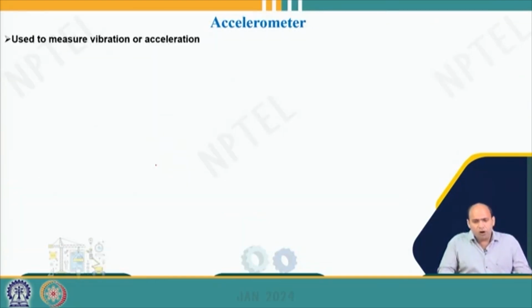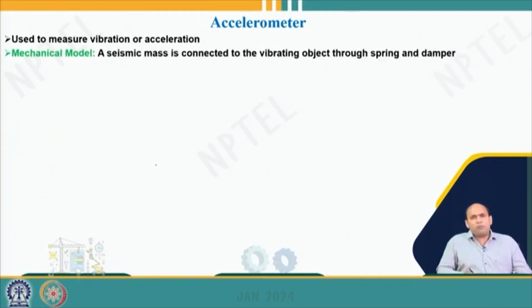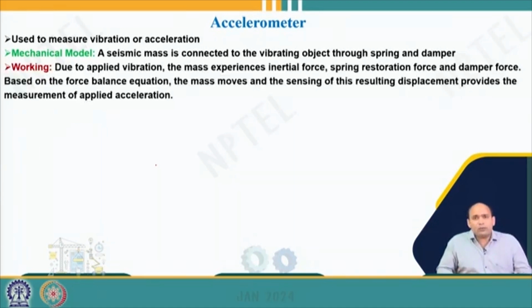Now let us move forward to the next sensor, which is the accelerometer, used for measurement of vibration or acceleration, right? What is the typical mechanical model? The equivalent mechanical model can be considered as a simple mass spring damper system, where a seismic mass is connected to the vibrating object through the spring and the damper, right? And how will it work?